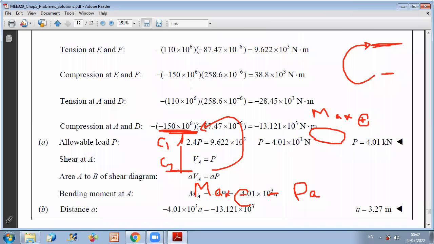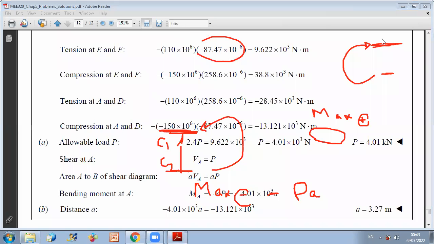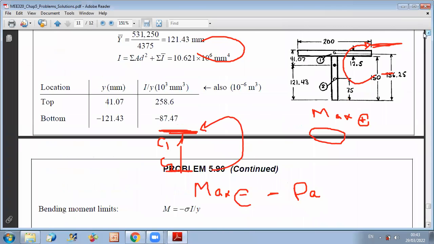So corresponding, whenever I have the maximum bending moment, I will have the corresponding tension at E and F that is allowable. You know that in tension the limit is 110, and whenever I'm dealing with a positive bending moment, then the lower part will be in tension. So I will take here at bottom, what is the value of I over y? Because as you can see here, I have two values, top and bottom.